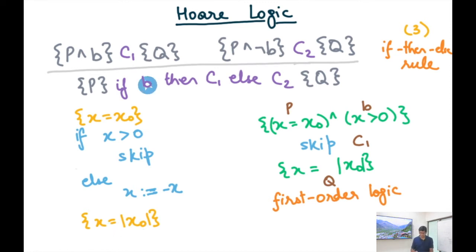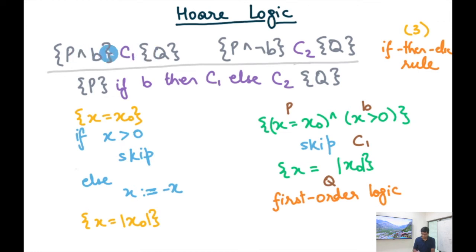Alright, so now I'm going to apply my if-then-else rule to show that this Hoare triple can also be constructed. To construct this Hoare triple, I need to first construct the corresponding Hoare triples for the then body and the else body. Here I show the Hoare triple required for the then body. It says x equals x naught, and also b, where b here is x greater than 0, skip, x equals mod x naught.